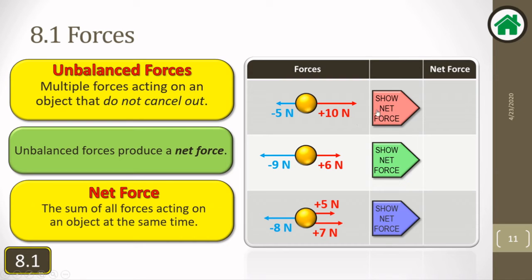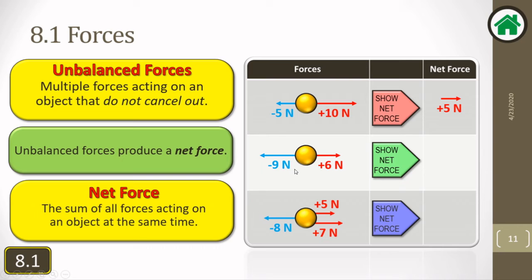For example, in this first situation, I have 5 newtons to the left, or negative 5 newtons, and 10 newtons to the right, or positive 10 newtons. If I add those together, negative 5 plus positive 10 is equal to positive 5. So there is a net force of 5 newtons to the right. This object will act like it is being pulled by a single force of 5 newtons to the right.